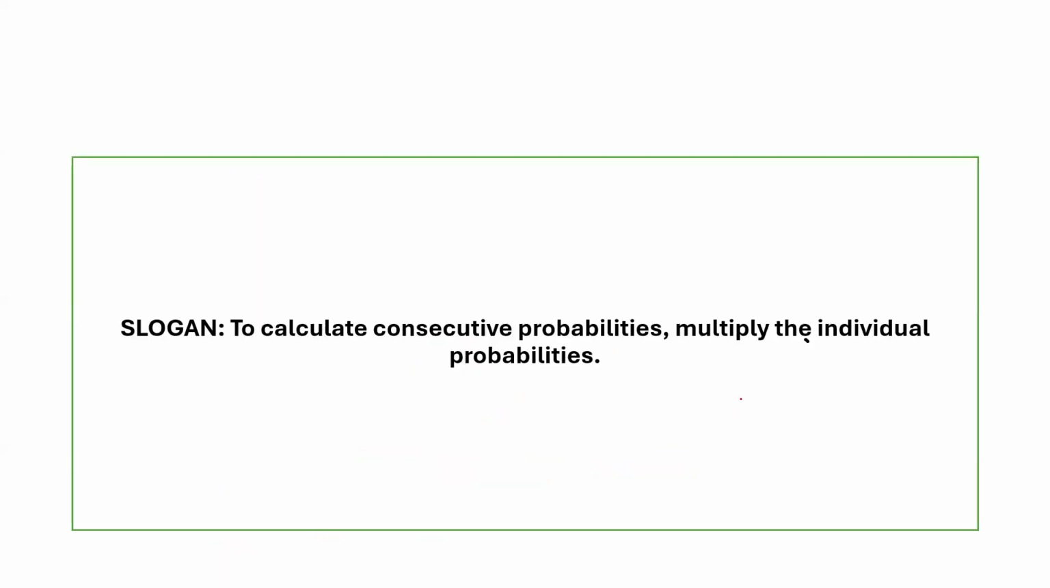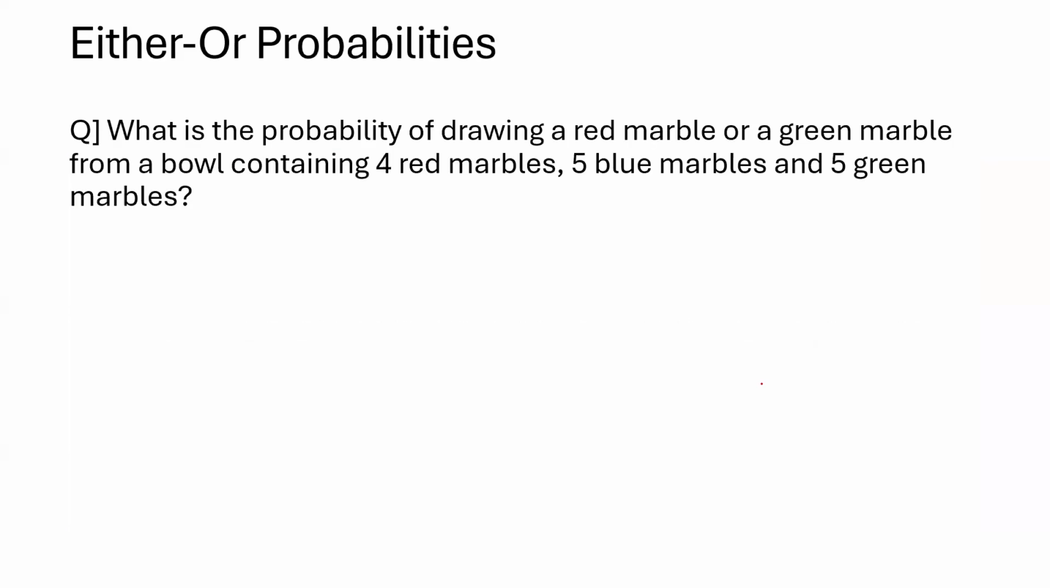So that is consecutive events. First, you are doing something, and after that, you are doing something. So the slogan is, to calculate consecutive probabilities, multiply the individual probabilities. First you start with the first probability and then multiply it with the second probability. Next is either-or probability.